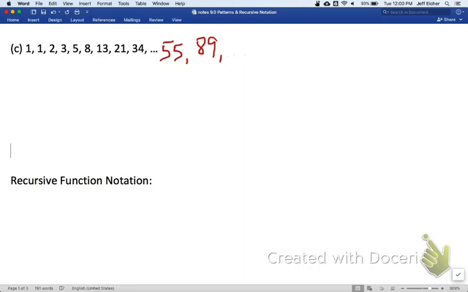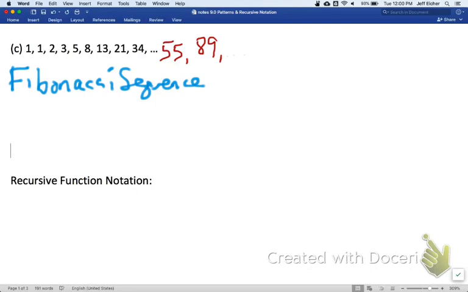This sequence, anybody know? Anybody? Anybody out there? Anybody? This sequence is called the Fibonacci sequence. There are many applications of the Fibonacci sequence, particularly in nature, which is really cool. But this sequence is named after an Italian mathematician, Fibonacci. I don't think he was the first to discover it, but he got the credit for discovering it.